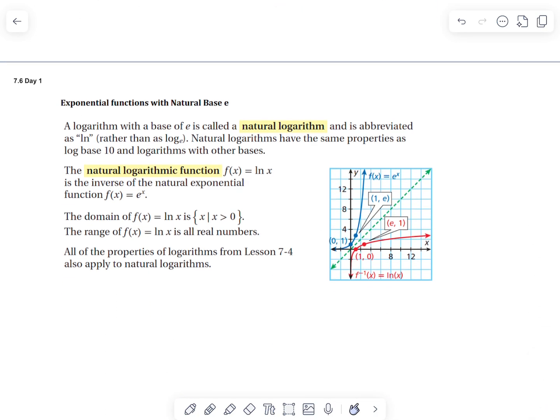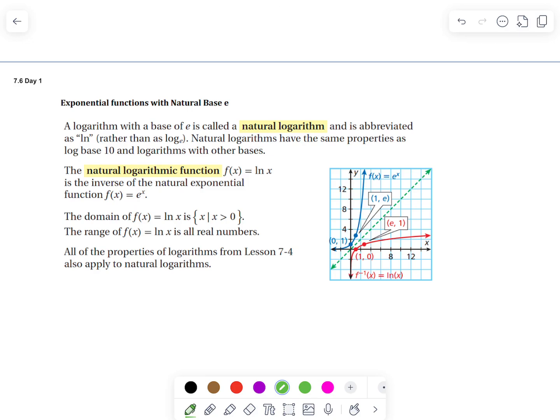A logarithm with base e is called the natural log, abbreviated as ln. It can also be written log base e. Natural logs have the same properties as logs of base 10 and any other bases. The natural log function can be reflected across our line of symmetry.